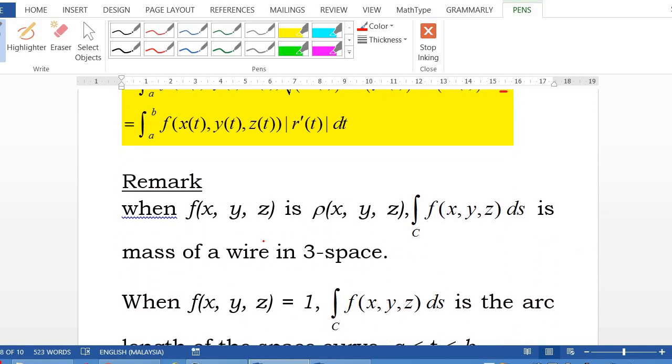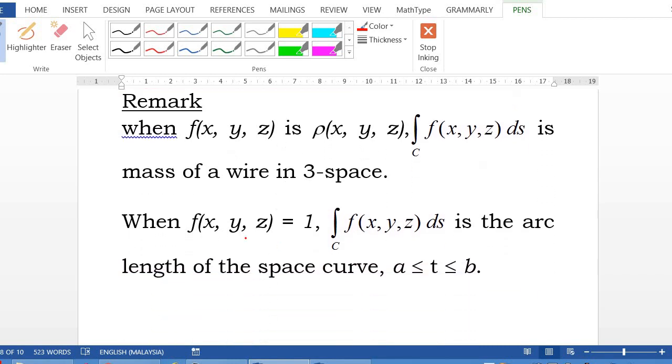So, the remark: when f(x, y, z) is a density function, the line integral of the scalar field, the line integral of f(x, y, z) ds along curve C, is the mass of a wire in 3D space. If we have f(x, y) only, then it's the mass of a wire in 2D space. When f(x, y, z) equals 1, this represents the arc length, the total length of the curve C.